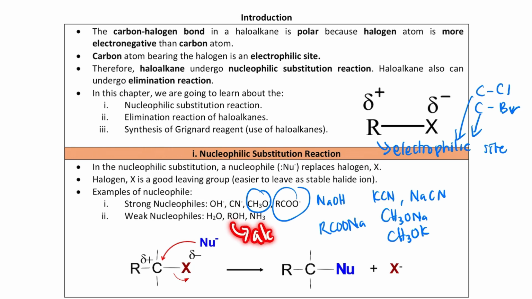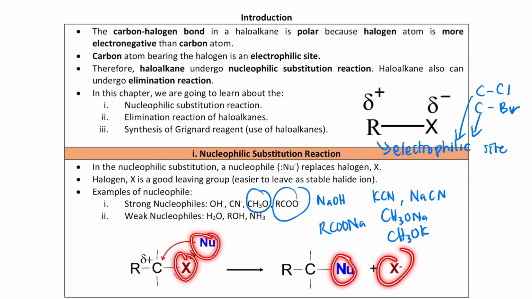Okay, so this is alcohol. Alkohol pun ada 2 lone pair dekat oksigen. This is NH3, ammonia, ada 1 lone pair dekat nitrogen. So dia adalah weak nucleophile. Ini yang saya cakap tadi lah. The first point, nucleophile ni akan gantikan X, so X akan keluar lah.